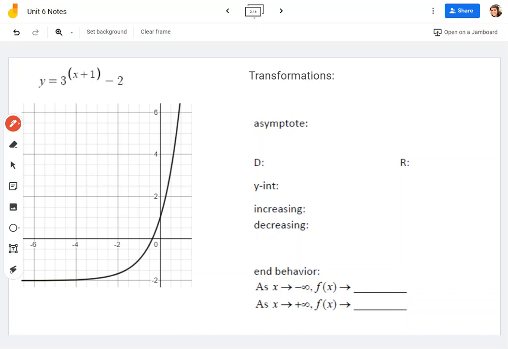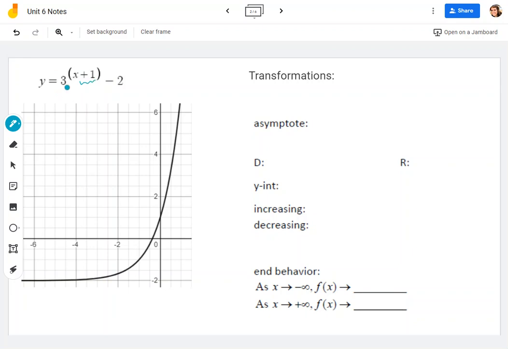This video will go over 2 examples of exponential functions with transformations. So if we look at this given exponential function, we see the graph down here. We can identify the transformations from the equation.